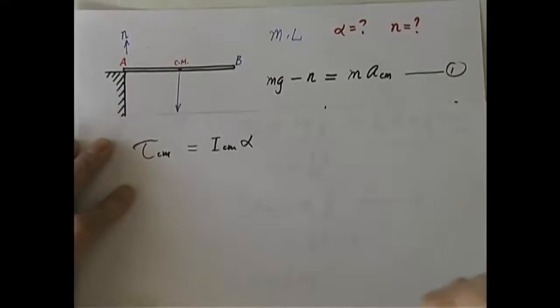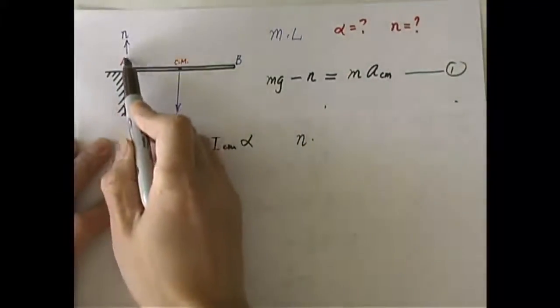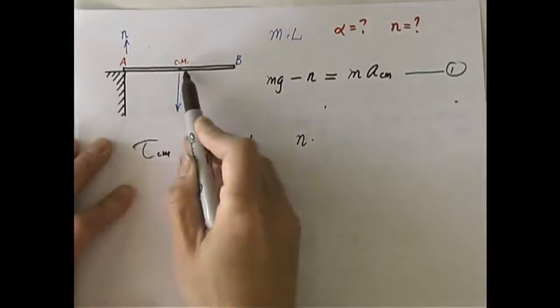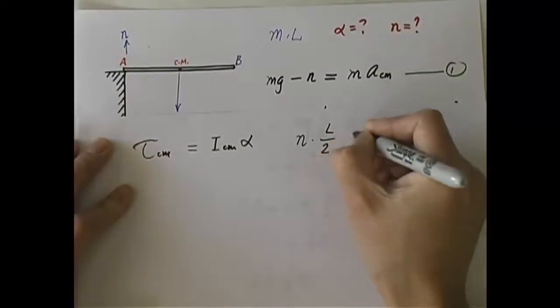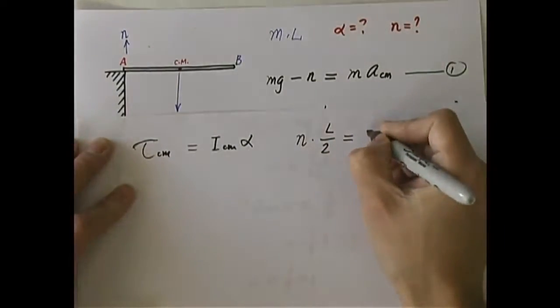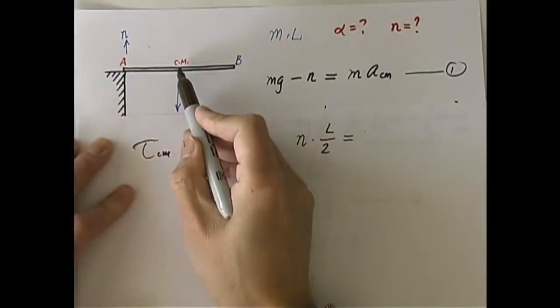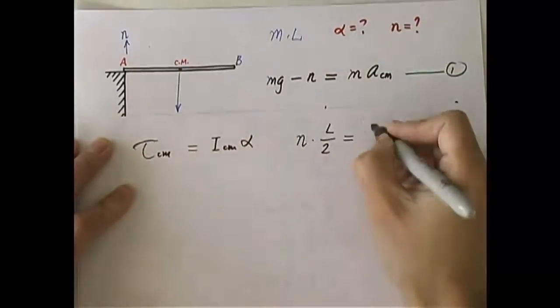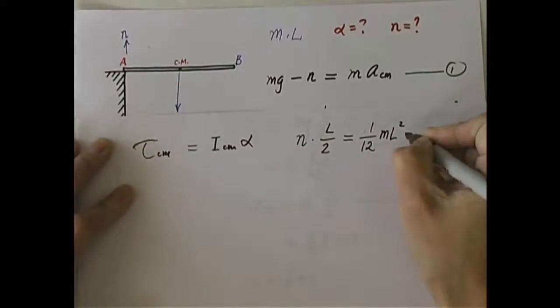What is the torque of N? It's equal to N times the lever arm, the distance between the line of action and that point. That distance is, again, L over 2. So N times L over 2 equals the torque about the center of mass, and that equals ICM times alpha. What's ICM? ICM is the rotational inertia of the rod at its center, and that is not 1/3 mL squared anymore. It is 1/12 mL squared. If you review our previous lecture, 1/12 mL squared times alpha.